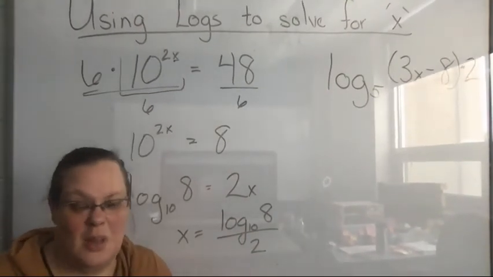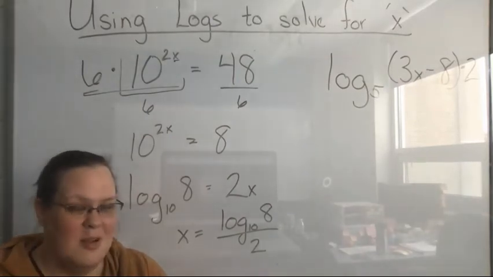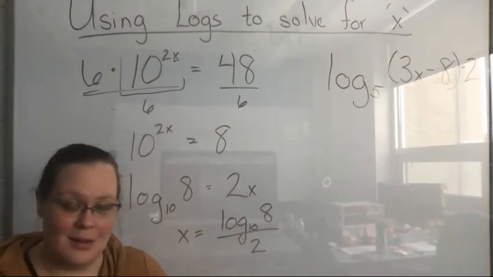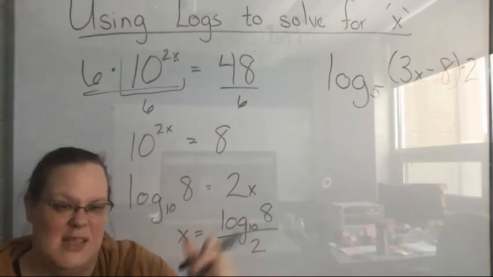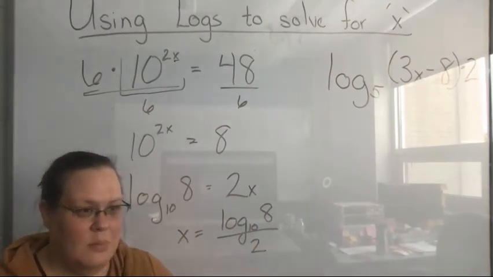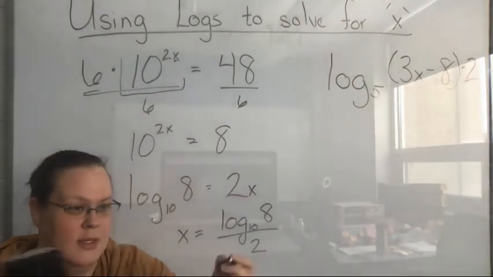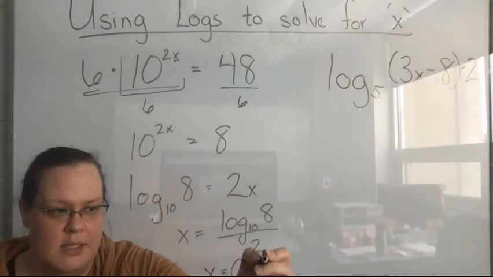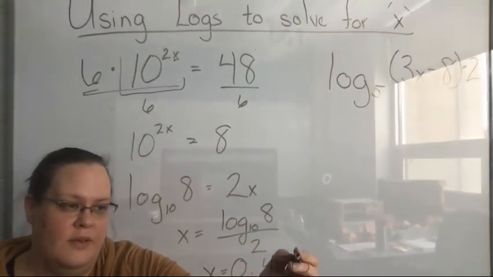Now, this is when I can plug it into a calculator, right? So I want to put in the log. Remember, if it doesn't have that 10 on it, it's okay. That's a common logarithm. And that's the one that shows up in your calculator, that is base 10. So we want the log of 8 divided by 2. And you should get x is equal to 0.4515.